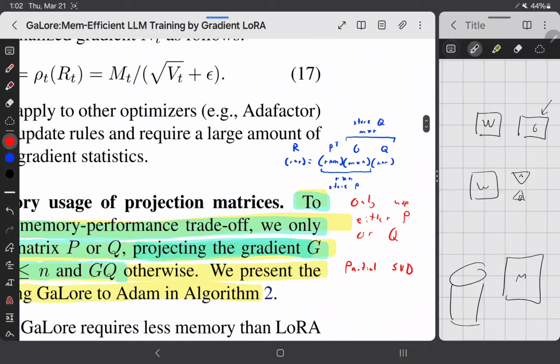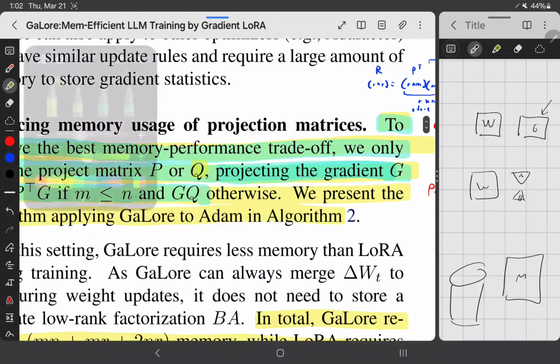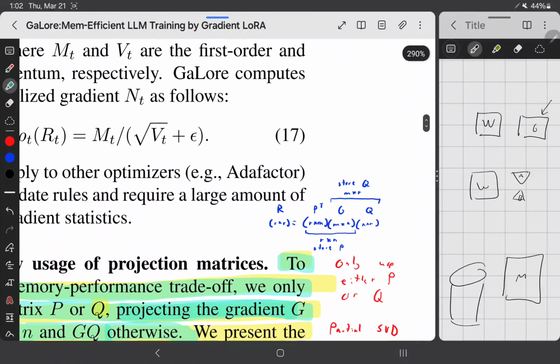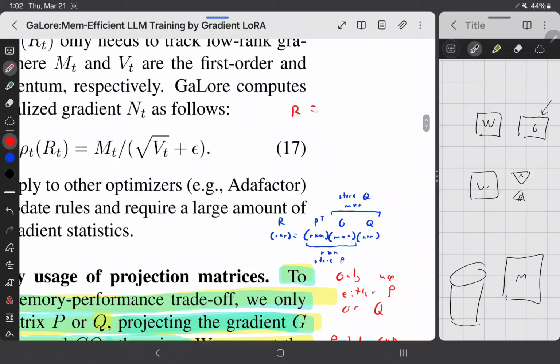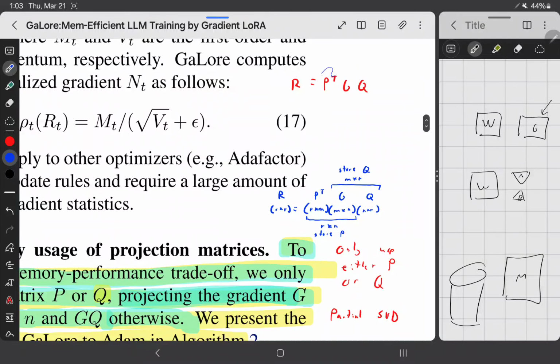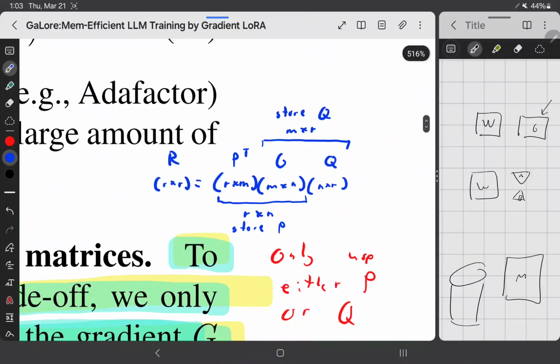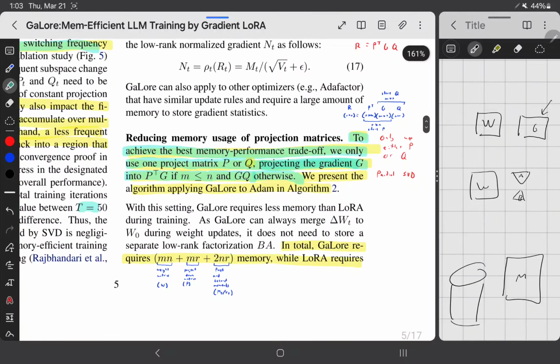So we have our formula here. Oh, and let me change this. And they go to GQ otherwise. So we have our formula, which is R is equal to P transpose G or GQ. So if M is less than or equal to N, you project to this space. And if it's not, then you project to this space. So you're only using half of the SVD for your projection. It's just a partial projection in a way. So this part or this part. Yeah, so that's all they're doing here.